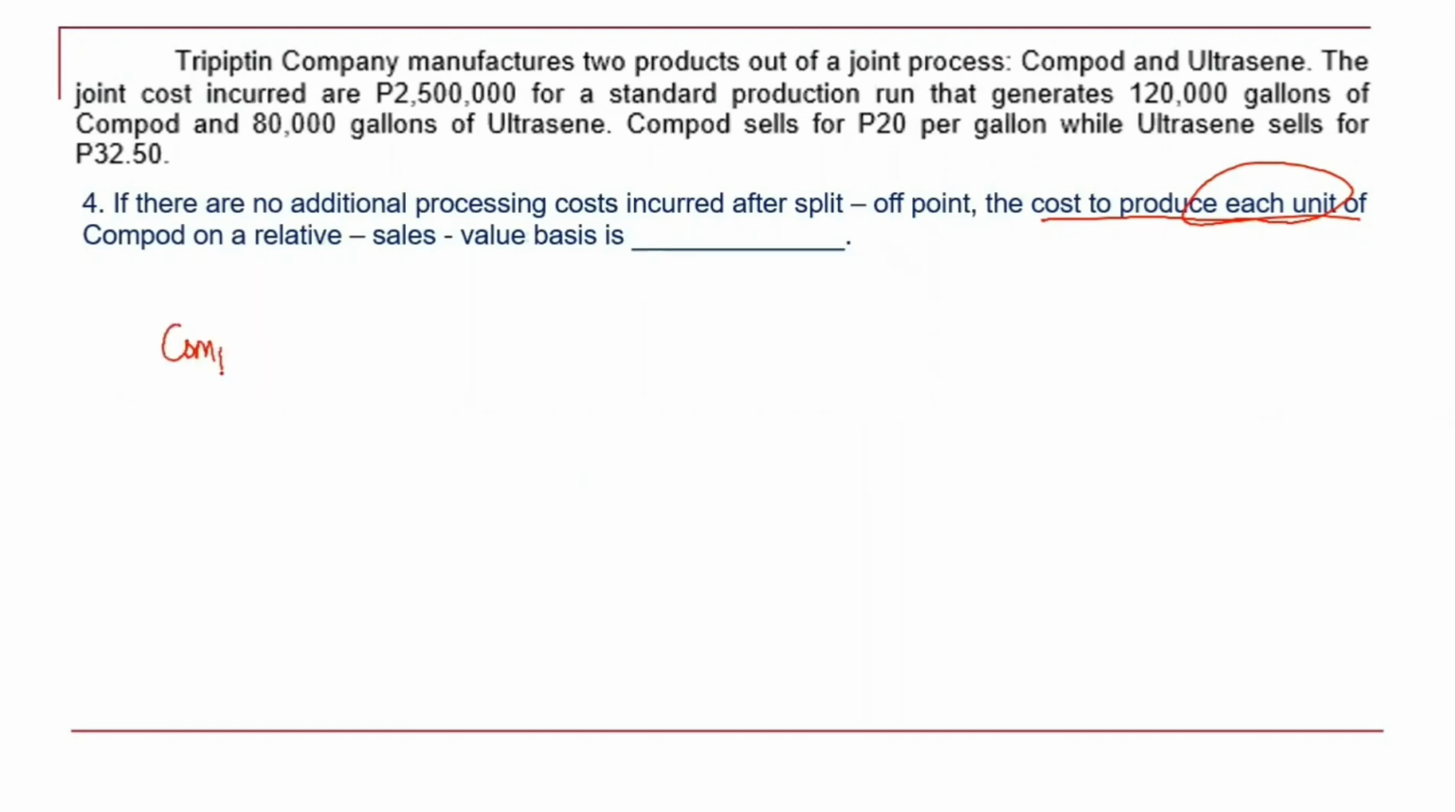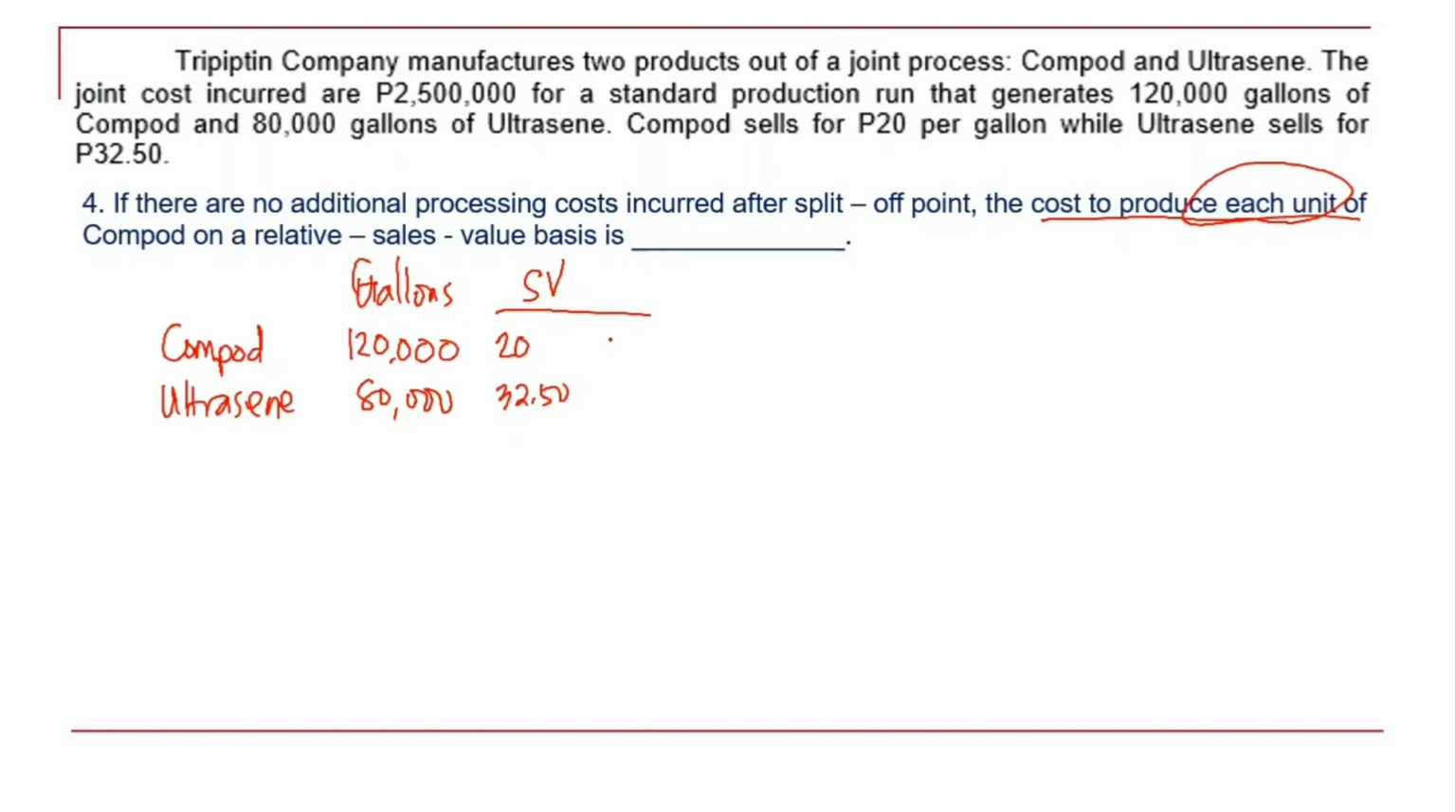So we have Compod and Ultrasin. Si Compod, 120,000 units and 80,000 units. And after that, gallons tayo. Alright. So, sales value. Dilagay natin ng sales value. Magkano si Compod? 20. Magkano Ultrasin? 32.50. So magkano total sales value? It's 2.4 million. Magkano rito? It's 2.6 million. So total sales value na basis ng allocation natin is 5 million pesos.